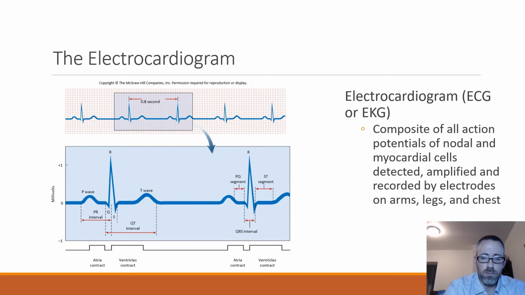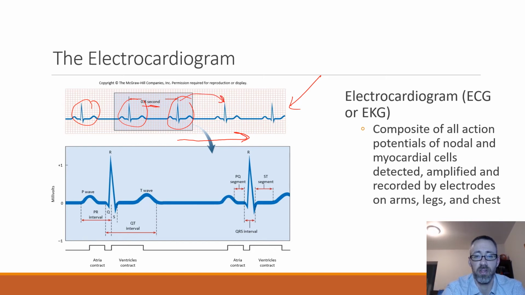So here's what we call a rhythm strip, where we can see multiple complexes over time. Along the x-axis here is time. And so I can see one complex here, another complex here, and another one, and so on. And they're spaced apart just so much. Over here it's saying about 0.8 seconds apart, and the next one will be the same.